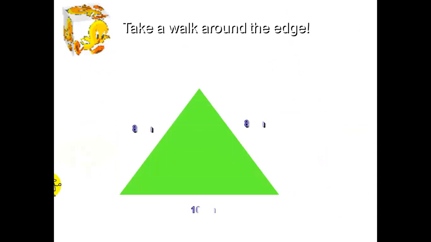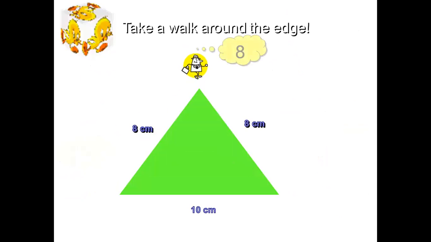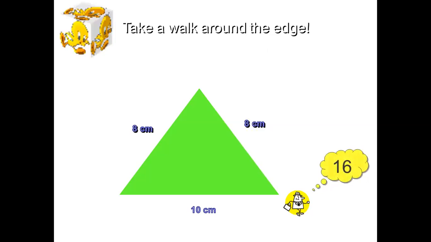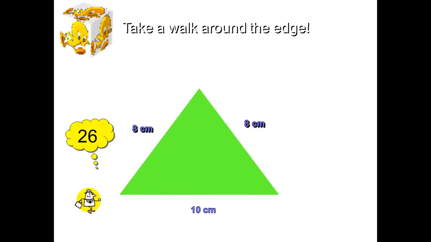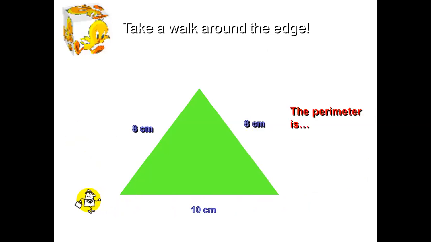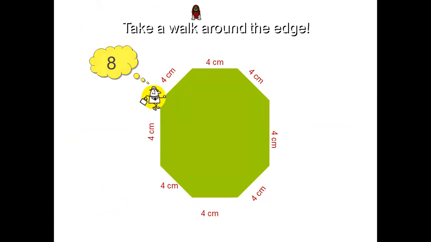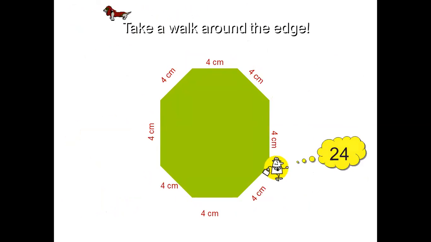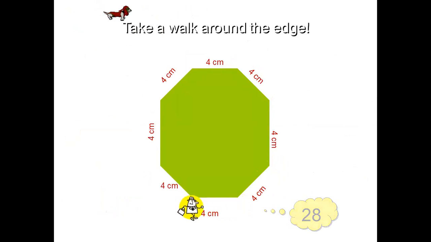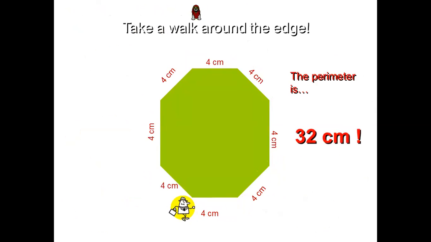Take a walk around this edge. It will be 8 and then plus 8 and then plus, which will be 16 plus 8, which will be 26. So the perimeter here is 26 centimeters. I'm going to take 4 plus 4, 8 plus 4, 12 plus 4, 16 plus 4, 20, 24, 28, and then 32. So the perimeter here is 32 centimeters.